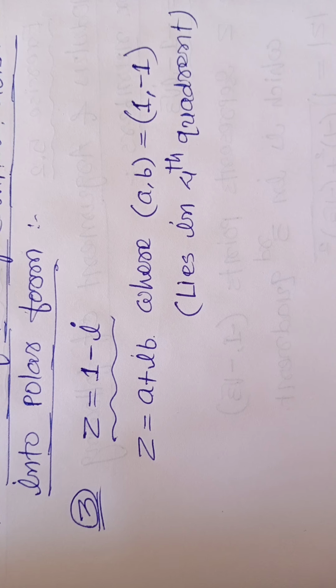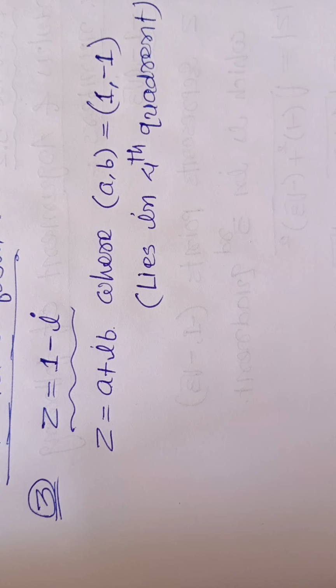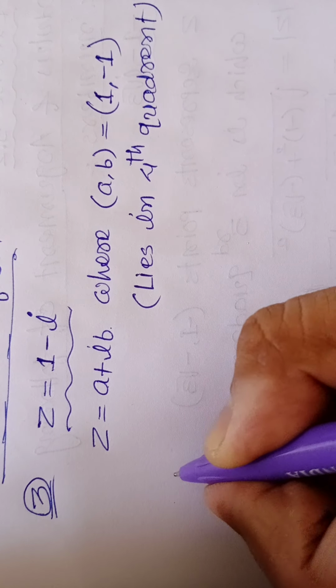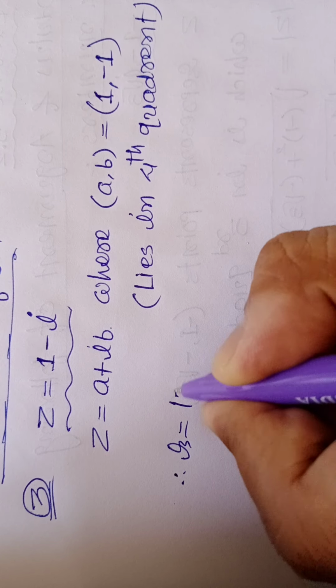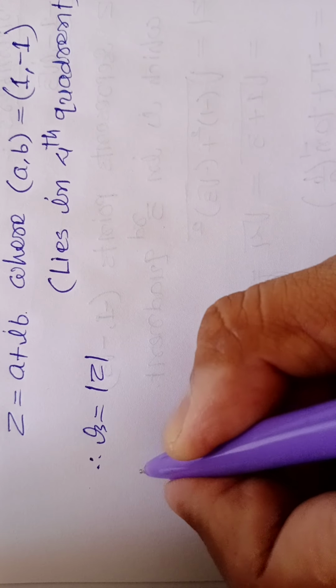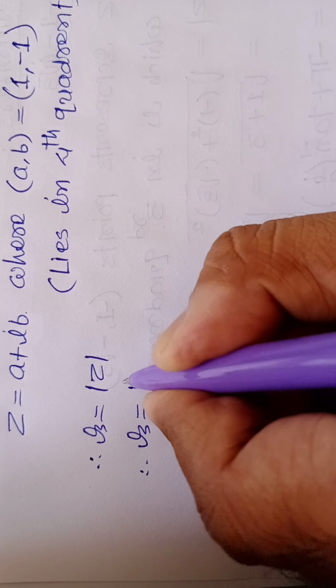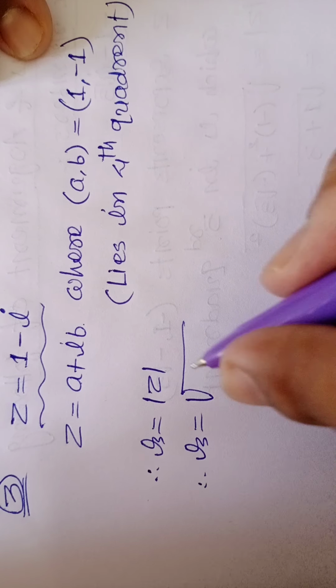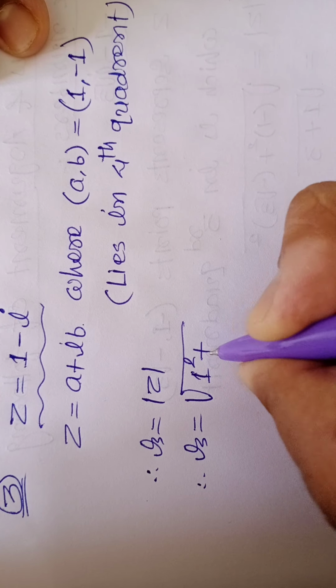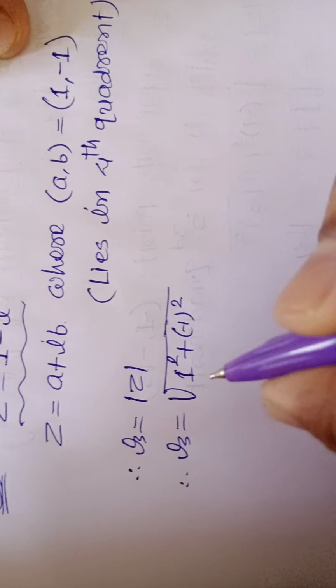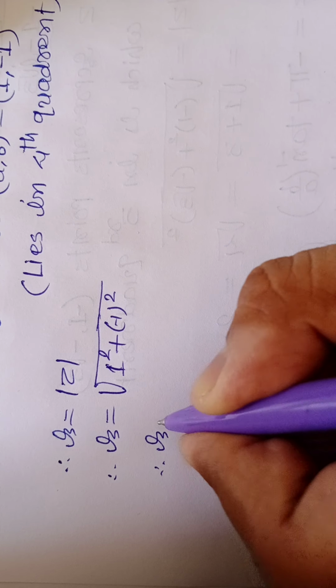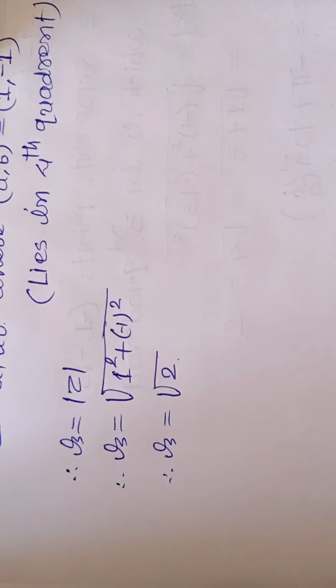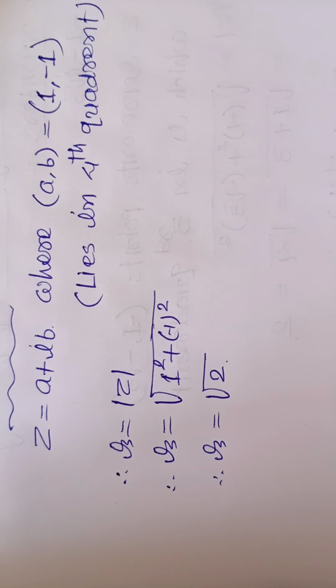And now first of all I just find out r. It means modulus. So therefore r equals modulus z. And therefore what is r? It is under root a square plus b square. So a square is 1 square plus minus 1 square is also 1. So what is r? r is root 2. It means modulus is root 2.